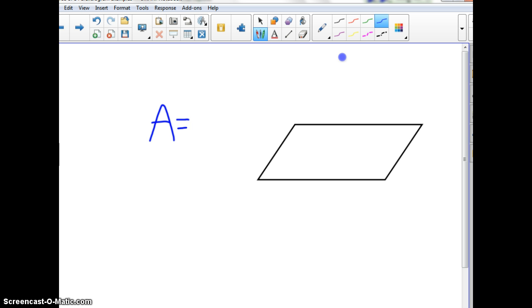The area is 81 inches squared. Our length is 9 inches. What would be the height? Natasha. Say it one more time so I can hear it. 9 inches. 9 inches times 9 inches.